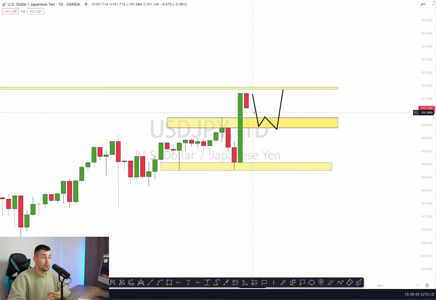My bias on the pair is very bullish. I strongly believe that this one may go higher, so watch carefully. That structure is very important.